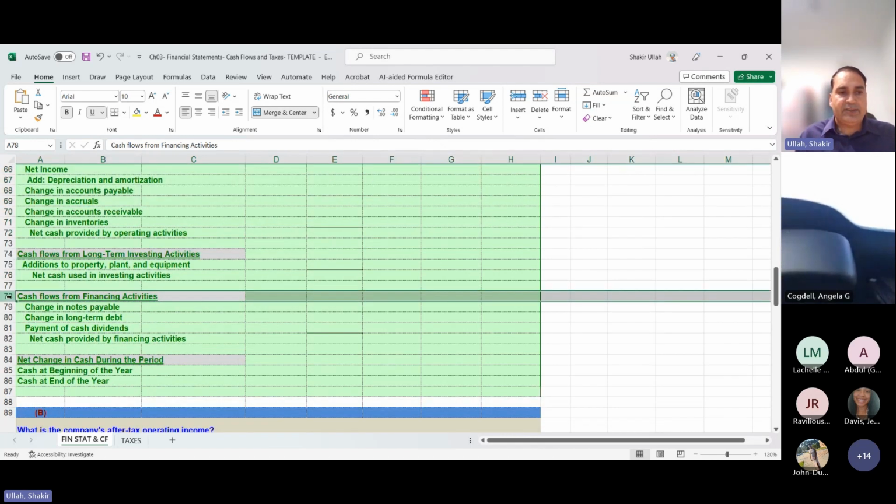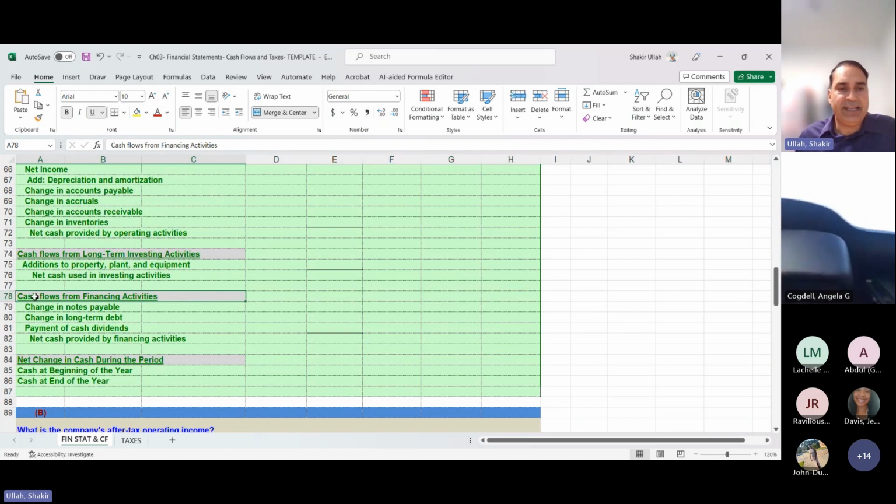And the third category is the cash flow from financing activities. These are the activities related to the investors. So you either receive money from the shareholders or you pay them. Any cash flow as a result of these activities is a financing activity. Similarly, if you borrow some money from the bank, that is also a financing activity. So those things will be included here.